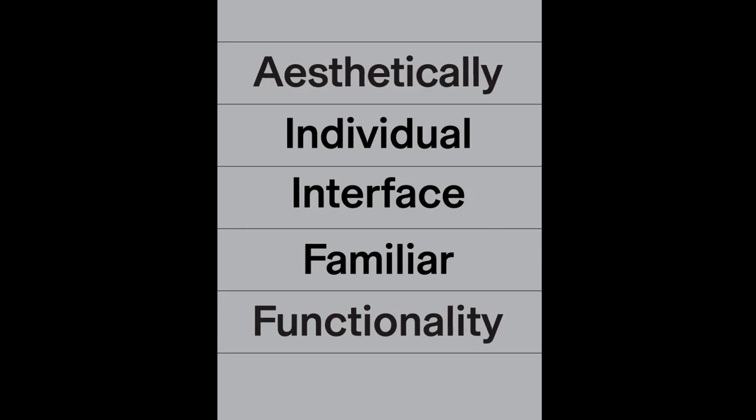And when you put these two things together, it can be very powerful. So the aesthetics are creating an individual feeling, but the functionality of the interface, the familiarity of it, is making it easy to use as well. So you have both functionality and visual interest, and putting these things together is really the key to making a successful user interface.